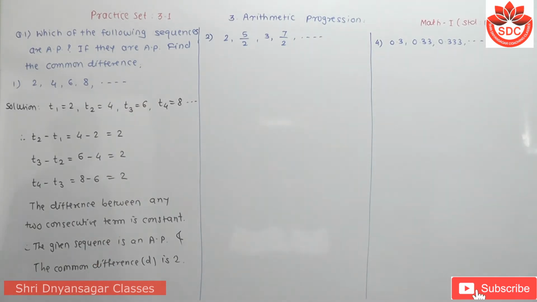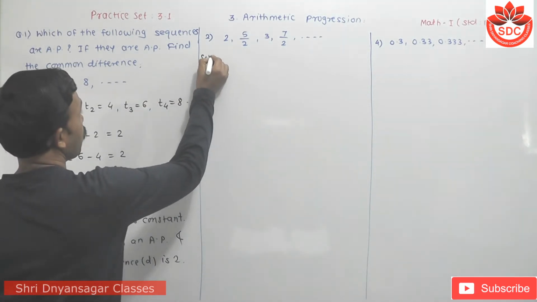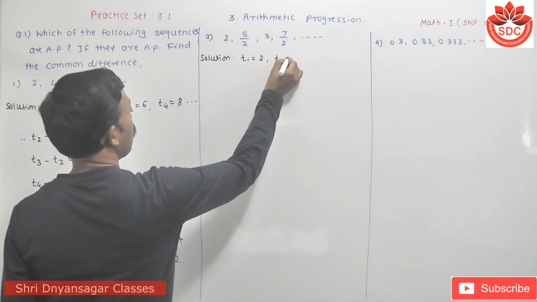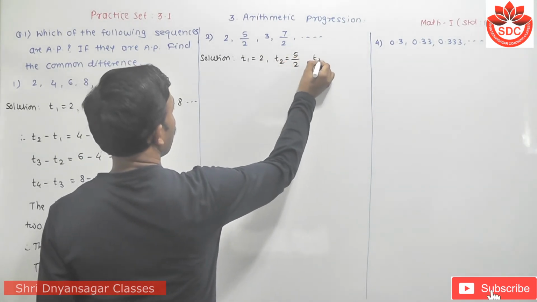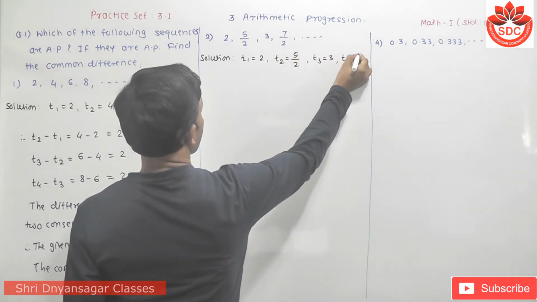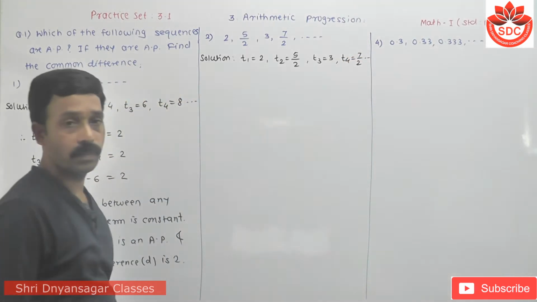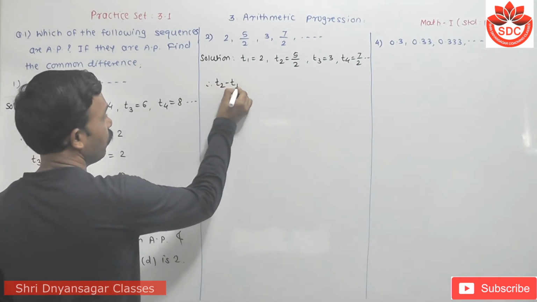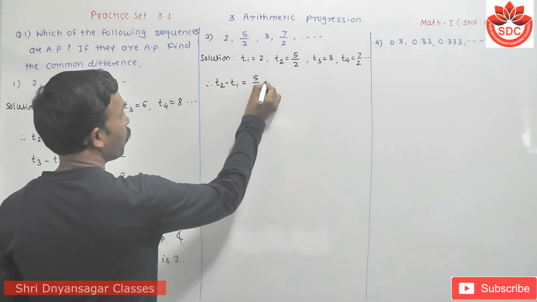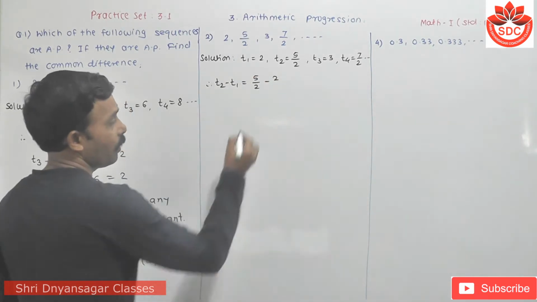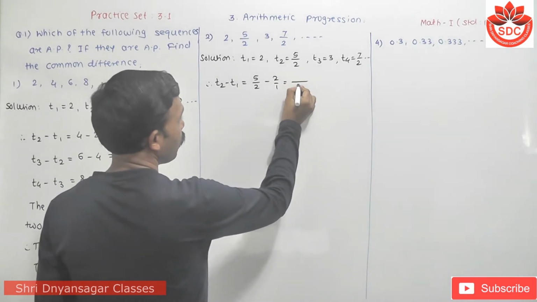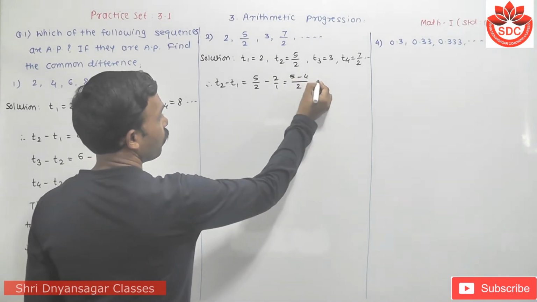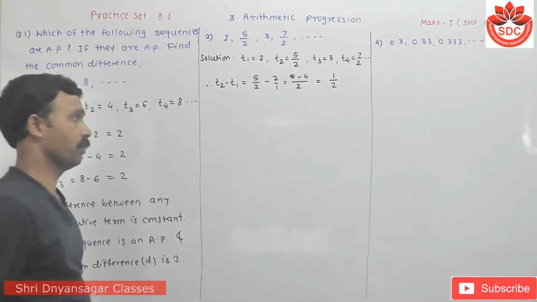Similarly, we can solve the next question. Its solution is: here t1 is 2, t2 is 5 upon 2, t3 is 3, t4 is 7 upon 2, and so on. Then we find the difference between any two consecutive terms, that is t2 minus t1. t2 is 5 upon 2 minus t1 is 2. The denominator is 1, then the LCM is 2. 2 ones are 2, then 5 ones are 5 minus 2 twos are 4. The subtraction becomes 1 upon 2.